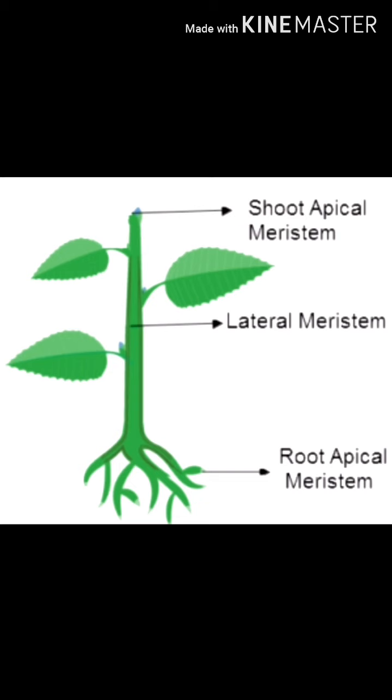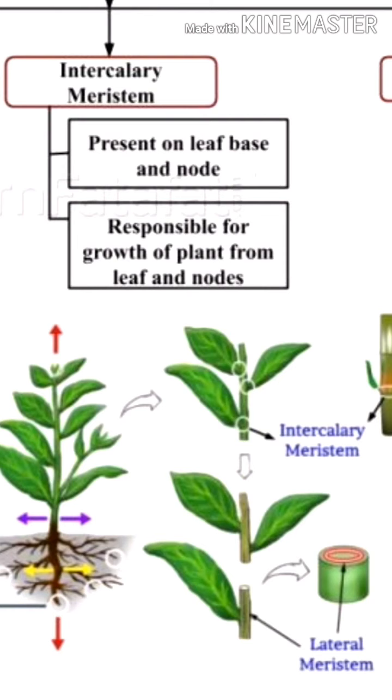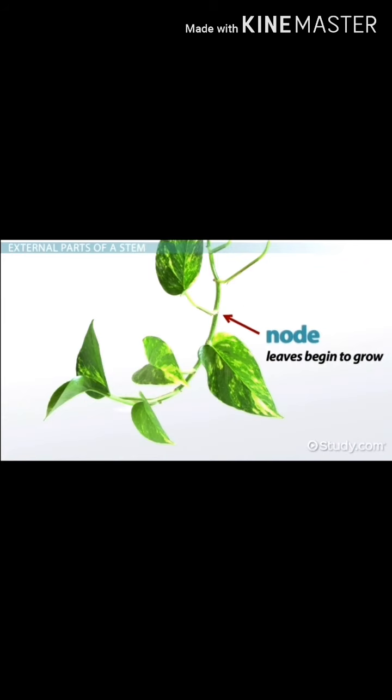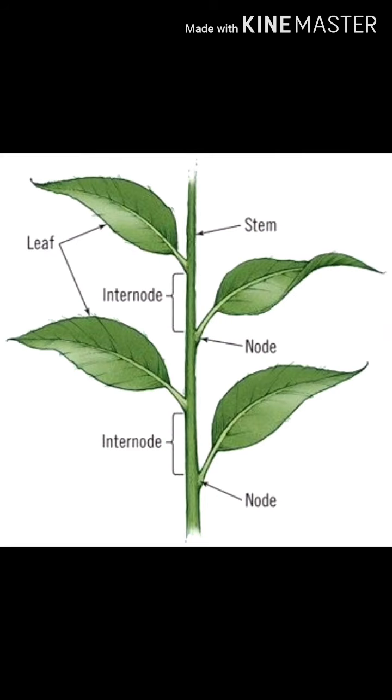Now, intercalary meristem. Intercalary meristem occurs in an intermediate position at the base of leaves, base of internodes, or below the nodes. Now, what are nodes and internodes? Nodes are the places from where leaves and branching twigs originate, and the distance between two nodes is called an internode. Intercalary meristem helps in growth of leaves and internodes. So this is the function of intercalary meristem.